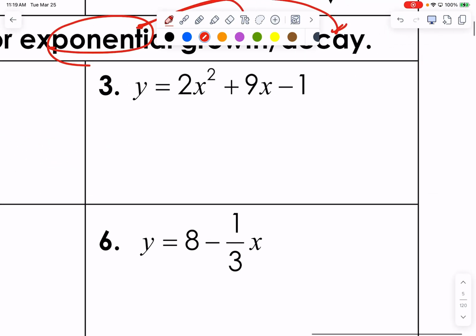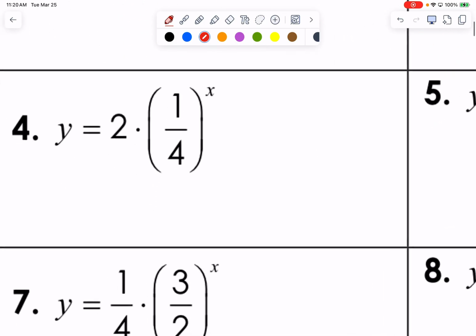Number 3, linear, quadratic. Why is it quadratic? The x squared. You can put quad. Every time it's x squared, it's quadratic. Very good. All right, write down what you think for number 4.